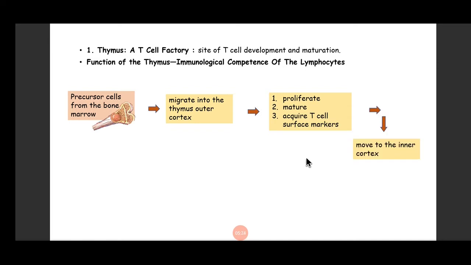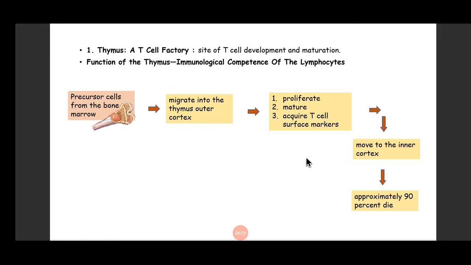And then these cells move to the inner cortex. Just beneath the outer cortex, there is the inner cortex in thymus, and these cells move to the inner cortex, and something interesting happens there. 90% of these mature proliferated T cells, which have acquired all the T cell surface markers, die in the inner cortex. And why does this happen? It is said that these dying cells are those which are stimulated by the self antigen, I mean, the body's own antigens.